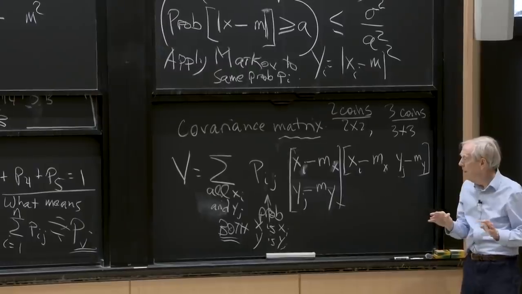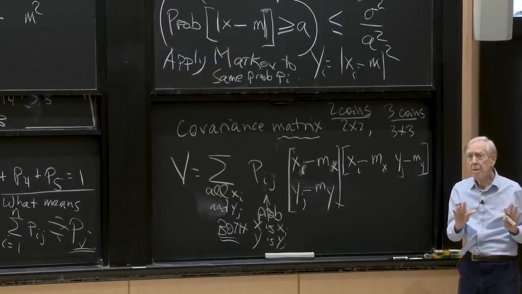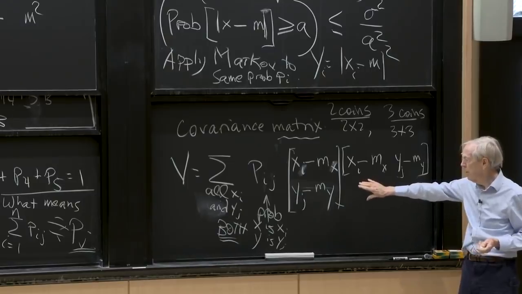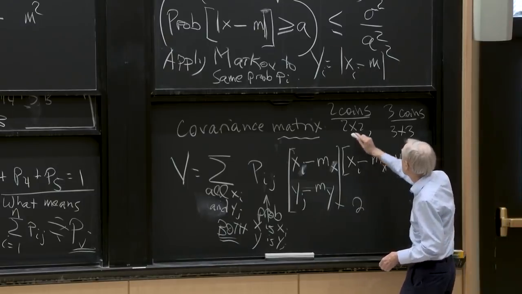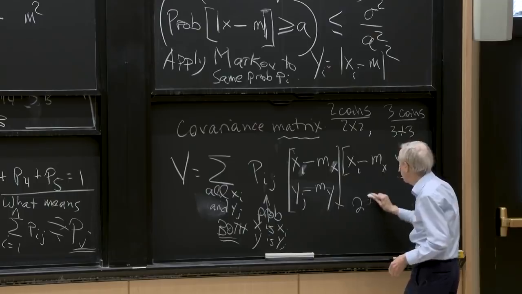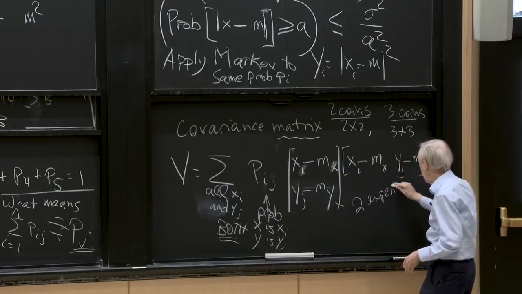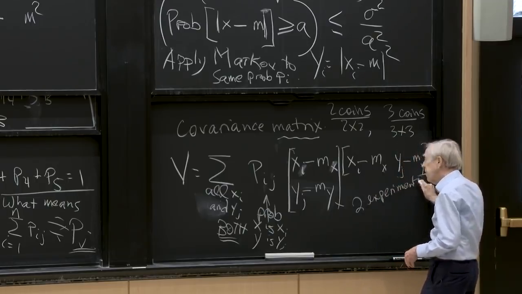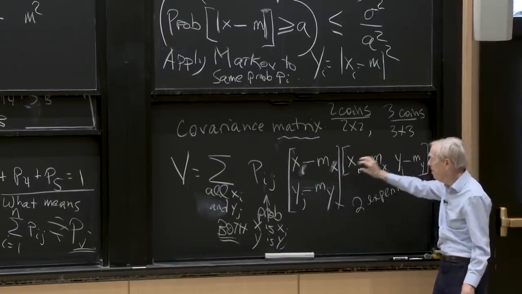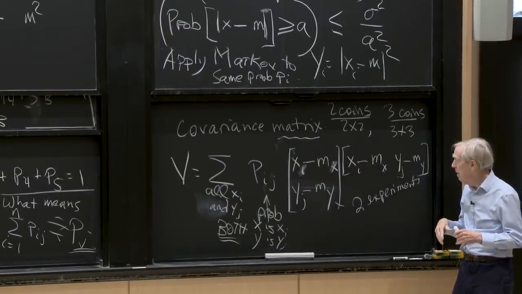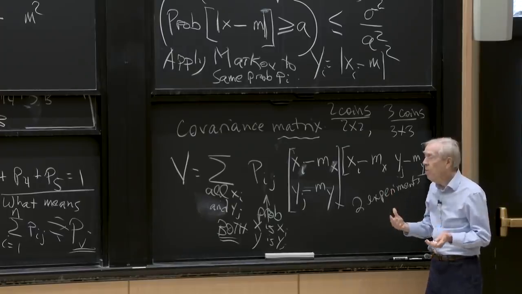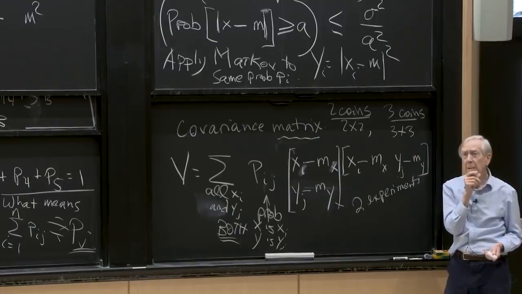So can you look at this formula? This is with two experiments, two coins, two experiments. I get a 2 by 2 matrix. Everybody sees that, a column times a row, a 2 by 2 matrix. And let's just see what would be the 1-1 entry in that matrix.